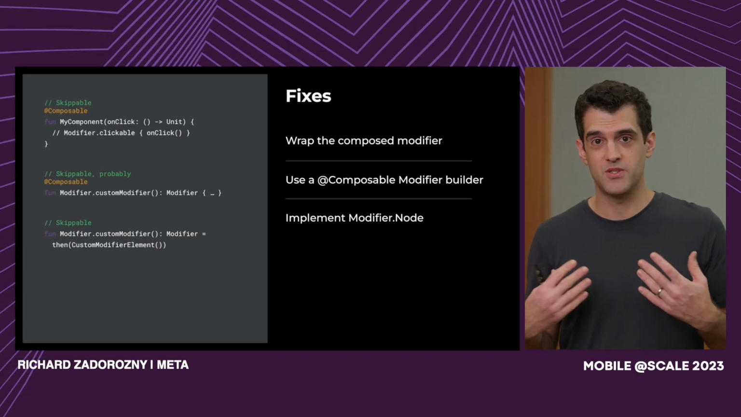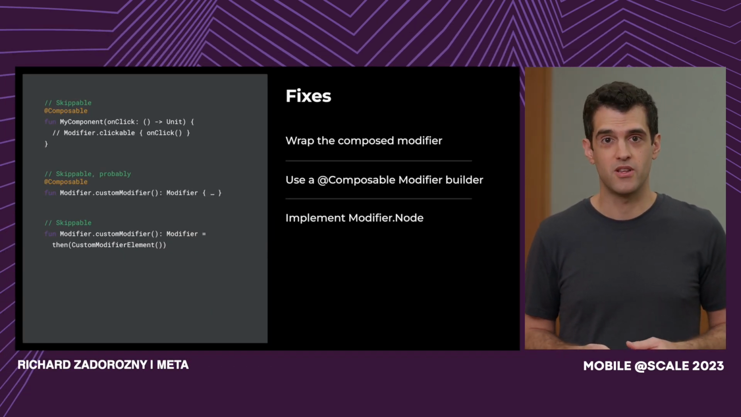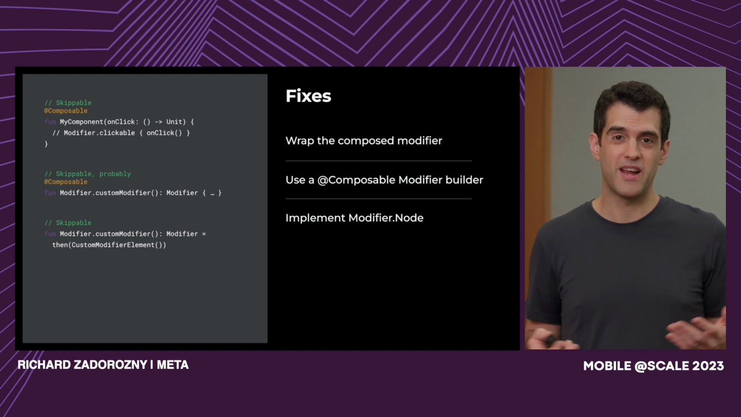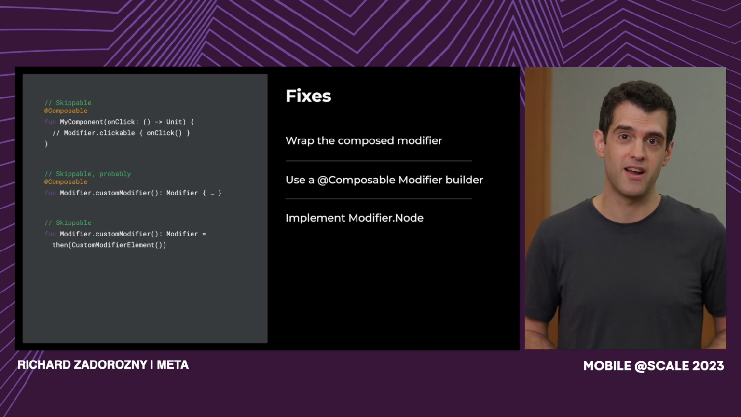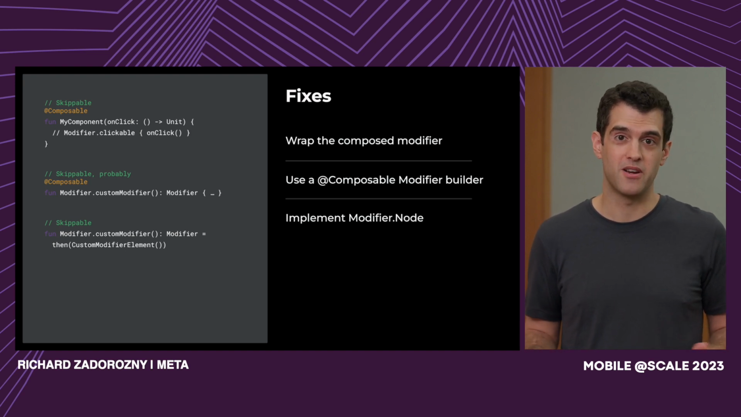Another example, if it is one of your own custom modifiers, you could change how it's written. You could use a simple or a regular composable function to build the modifier instead. Or, if you're interested, you could try the new modifier node API that Compose is working on. It's a little bit more advanced, but it could be better for your scenario.